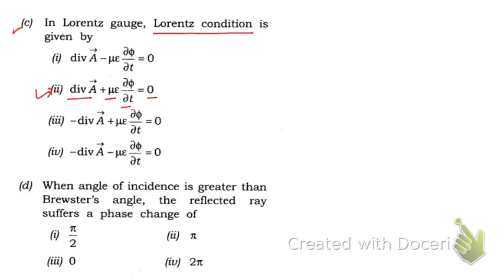And the angle of incidence is greater than Brewster's angle. The reflected ray suffers a phase change of. Now you see, when a wave is incident on a surface and it reflects, the change in phase of this reflected ray is always pi. That's going to be pi, right?